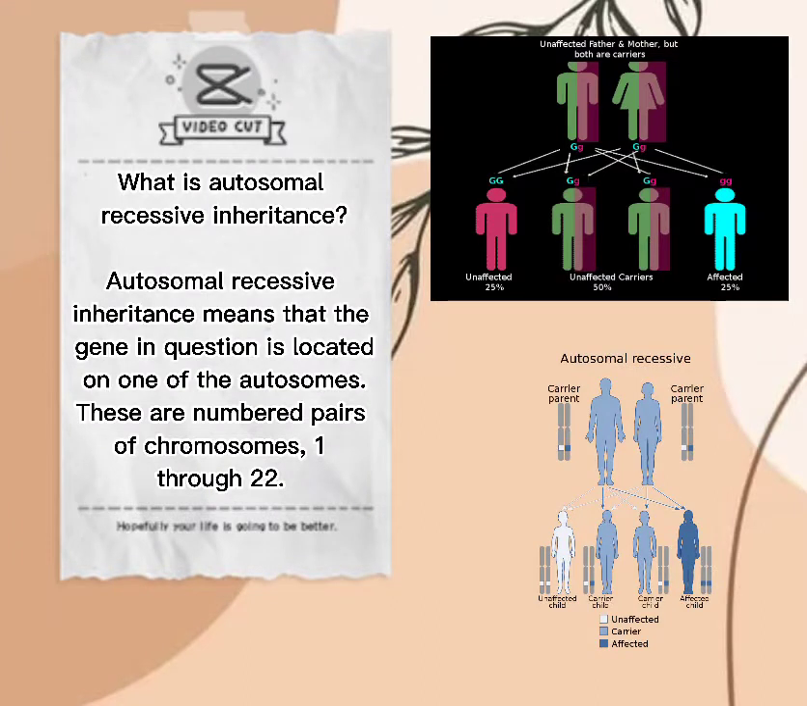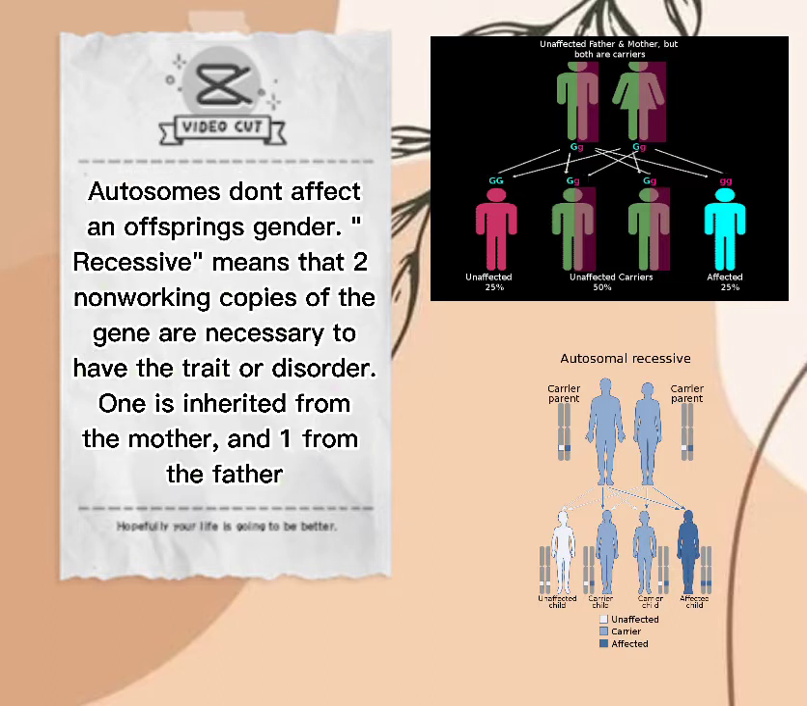What is autosomal recessive inheritance? Autosomal recessive inheritance means that the gene in question is located on one of the autosomes. These are numbered pairs of chromosomes, 1 through 22. Autosomes don't affect an offspring's gender. Recessive means that 2 non-working copies of the gene are necessary to have the trait or disorder. One is inherited from the mother, and one from the father.